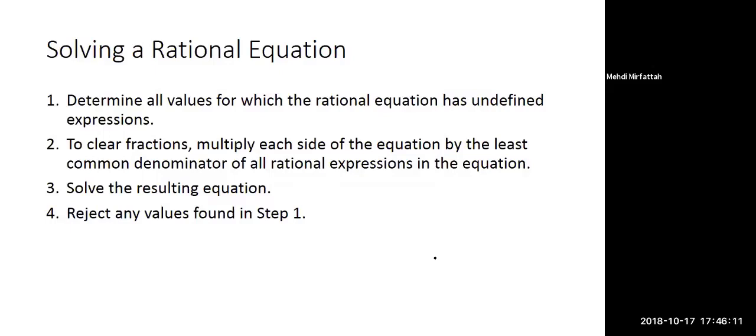So step number 2, to clear fractions, multiply each side of the equation by the LCD, least common denominator. That would eliminate all the fractions and we get a linear equation out of that. And then we solve the equation, and then you would reject all the values that you found from the first step, which would make our equation undefined.